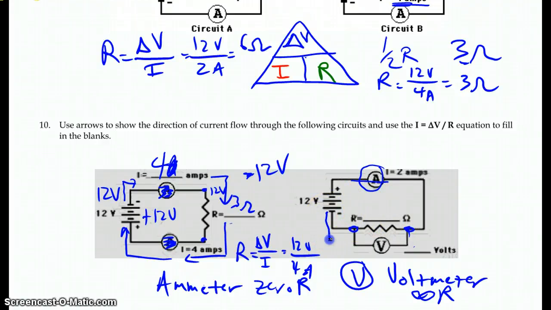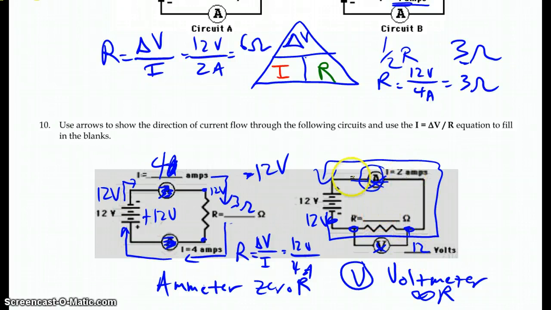Okay, so this one we're going to flow this way this time for our current, because the negative is on this side. This is going to be our highest potential. That's 12 volts. Again, the ammeter doesn't use up any of the potential difference. The voltmeter doesn't use up any of the potential difference. So that means all of the potential difference loss has to be here in this one resistor. So this is going to be a loss of 12 volts.